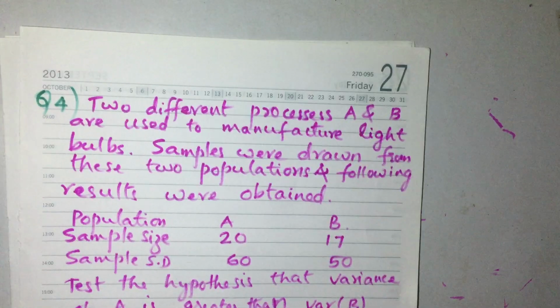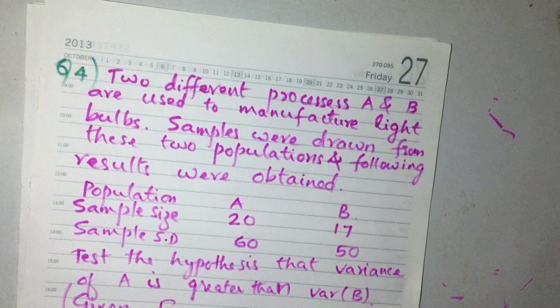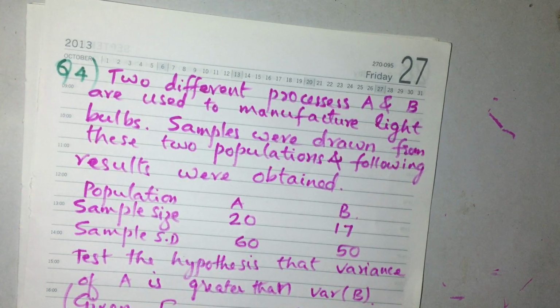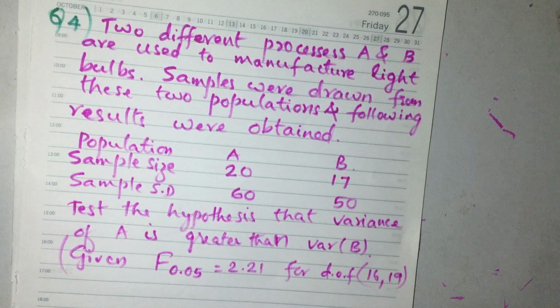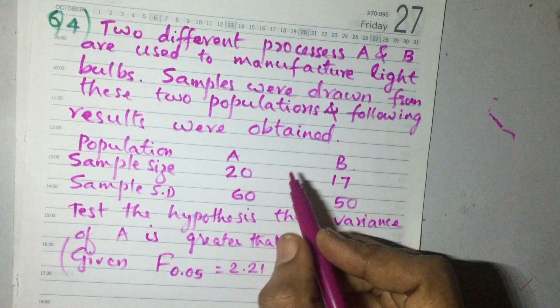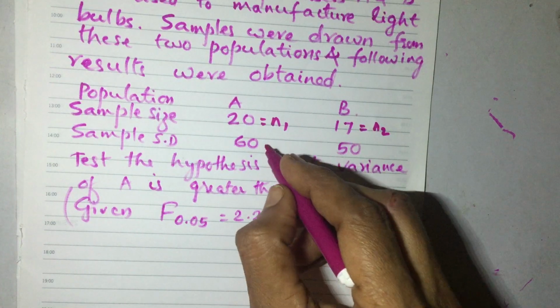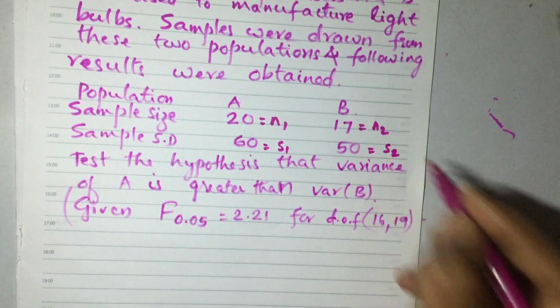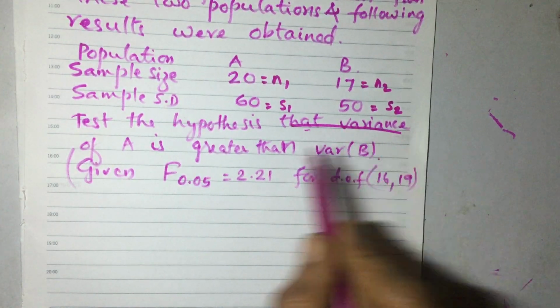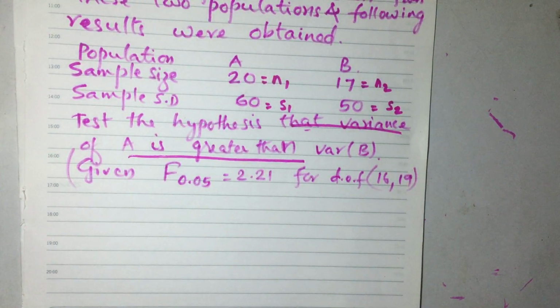So here, read the question please. Two different processes A and B are used to manufacture light bulbs. Samples were drawn from two populations and the following results were obtained. Then here the population is given, sample size, so this is n1, this is n2, this is sample SD S1, sample SD S2. Test the hypothesis that the variance of A is greater than the variance of B.